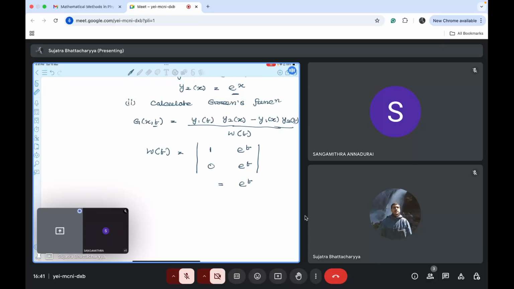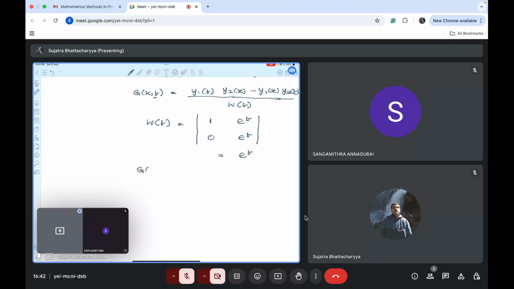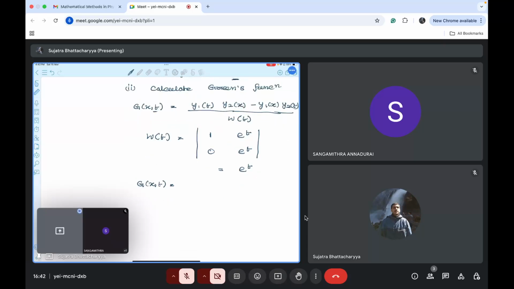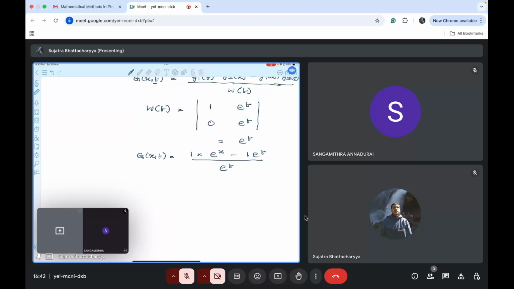Done. W of t is calculated. Then what is g of x, t finally? It is y1 of t. What is y1 of t? Y1 of t, we have found out is 1. What is y2 of x? E to the power x. Minus what is this? 1. And what is y2 of t? E to the power t, divided by e to the power t. Okay, this is fine.